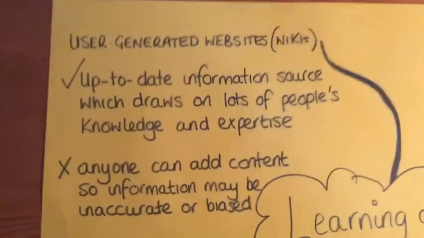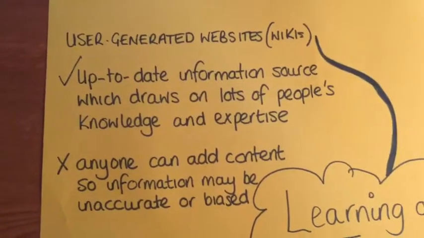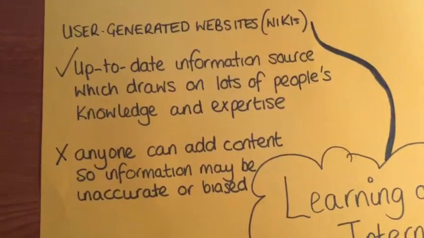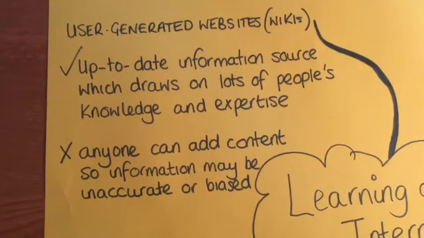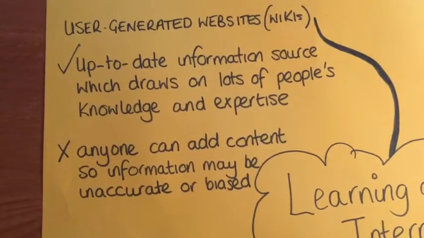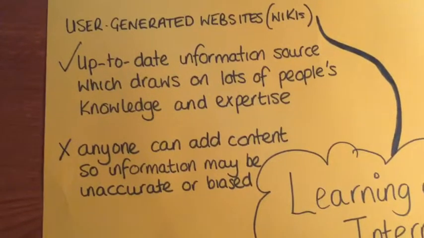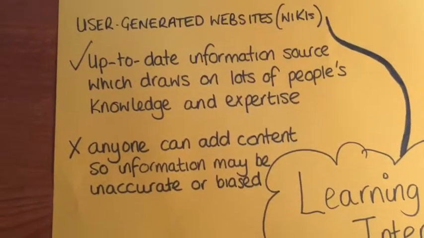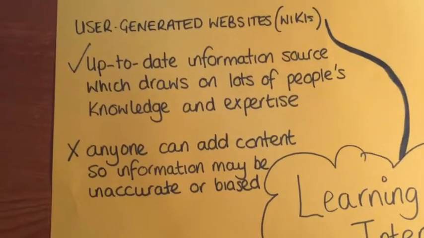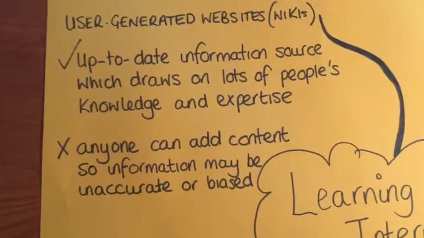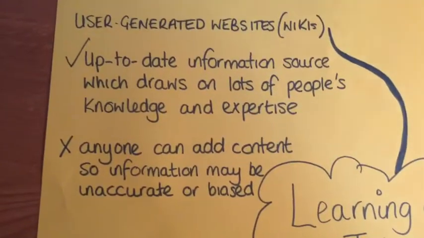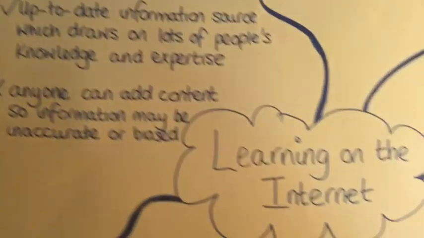Another way of learning on the internet is through using user-generated websites, otherwise known as wikis. An advantage of this is it has up-to-date information which draws on lots of people's knowledge and expertise. A disadvantage is that anyone can add content, so the information may be inaccurate or biased. So again, in the exam, if you're asked about wikis and a disadvantage, remember it's because anyone can add to it, the information may be inaccurate or biased.